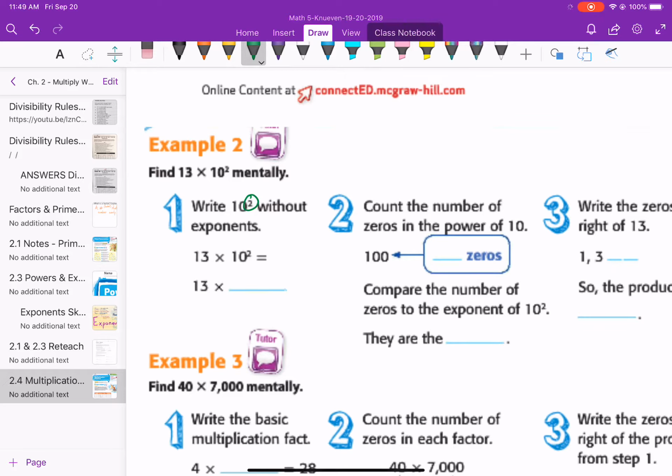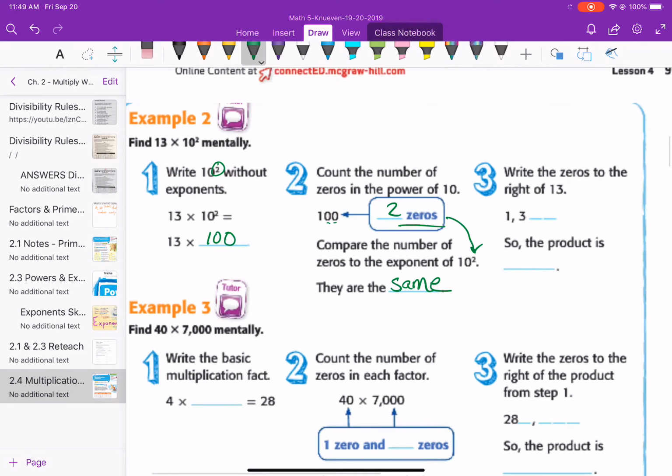So my answer is going to be 13 times, well, 10 squared is 100. If I count the number of zeros in the power of 10, I've got 2 zeros. I'm going to compare that number to the exponent, 10 squared. How many zeros do we have? We have 2, so they are the same. Now I write the zeros to the right of the 13. How many did I say we had? We have 2. So in my answer, I'm going to have 2 zeros. So the product is 1,300.